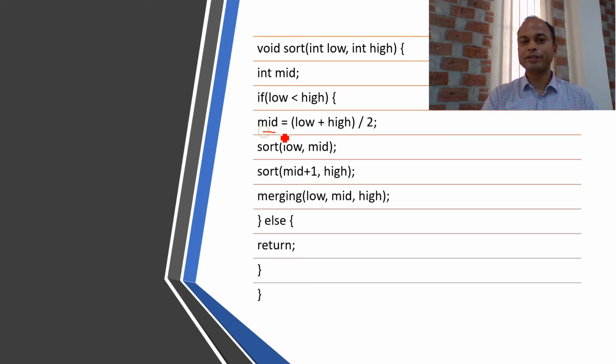So we are using a variable mid equals low plus high divided by 2. Low is the first index of the array and high is the last index of the array. So we are sorting here low to mid and sorting here mid plus 1 to high. So this large problem is dividing into two small problems. And finally, we are calling merging with low, mid, high. So in this way, we are performing our sort operation. And finally, we will get the result in sorted manner.